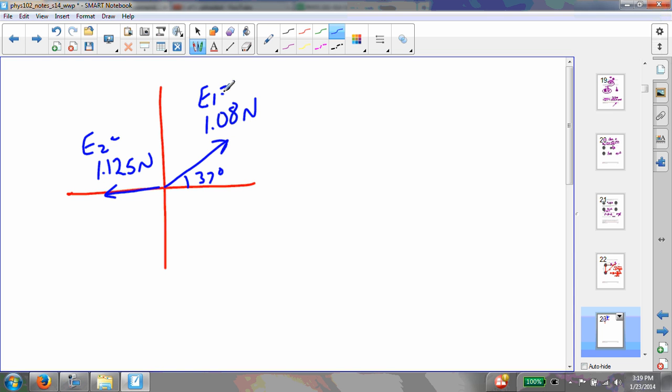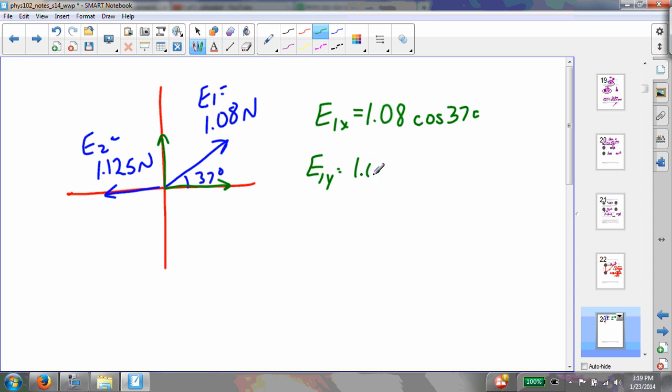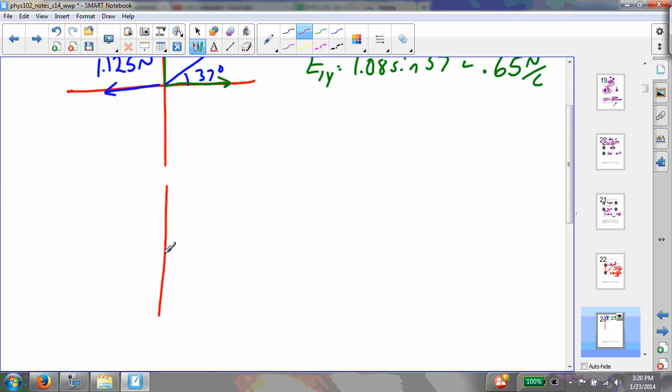Okay, so now I want to break my E1 into its X and Y components. I'm going to go ahead and draw them here, but E1 will have a Y component there and an X component here. And so E1X is going to be 1.08 cosine of 37. And E1Y, sine of 37. So let's see here. Get 0.8625. Keeping more sig figs than I need. And 0.65. Okay, so those are my X and Y components. And so now, I could redraw this. Now instead of having 2 vectors, I'll have 3 vectors.